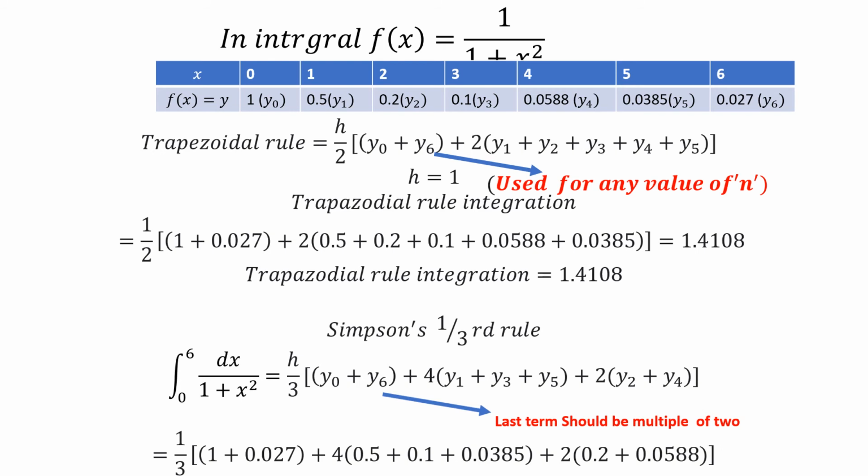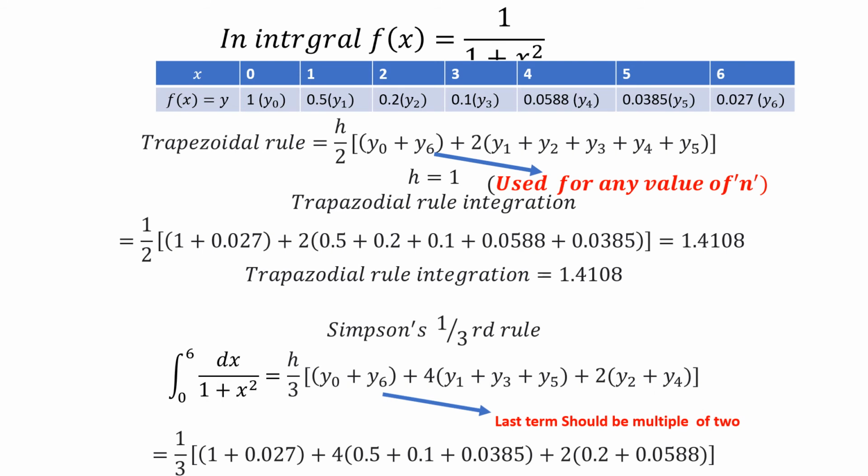Then y1, what is y1? Y1 is 0.5, accordingly written. This is 0.2, this is 0.1, this is 0.5, the same value written here. Similarly for 5, and all values are covered. If you do this integration and add them all, that will be the value for the trapezoidal rule integration, which means 1.4108 is the answer.